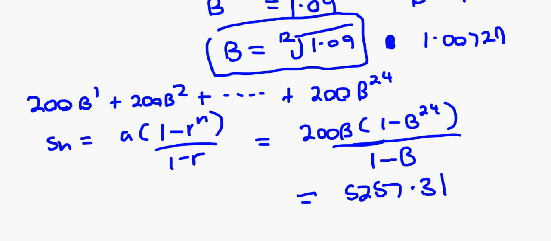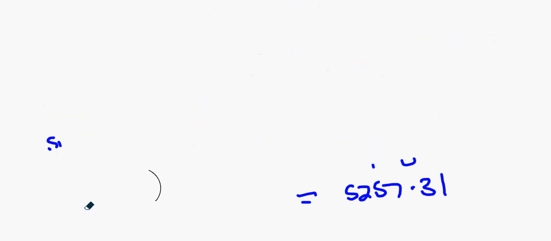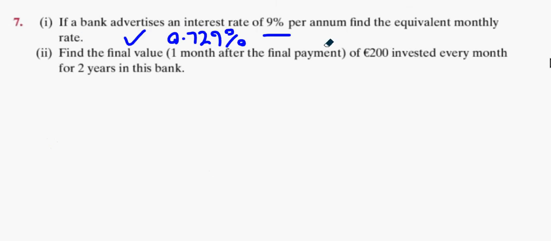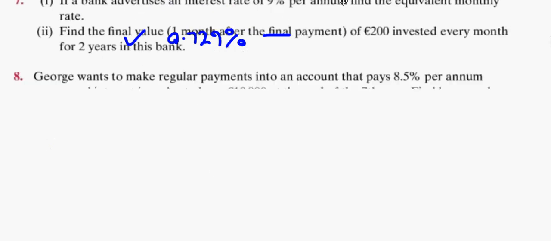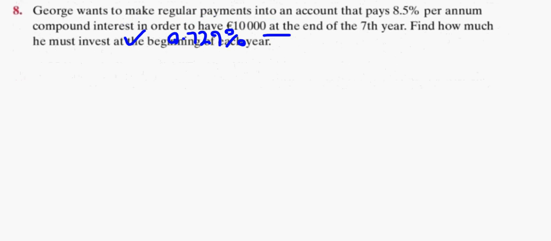Alright lads, next one. For those of you that did the videos, you're probably finding these quite easy now. I hope. These questions, essentially. Okay, George wants to make regular payments into the account that pays 8.5% per annum, compound interest, in order to have €10,000 at the end of the 7th year. Find out how much you must invest at the beginning of each year.